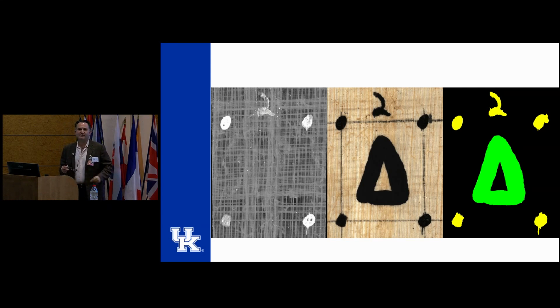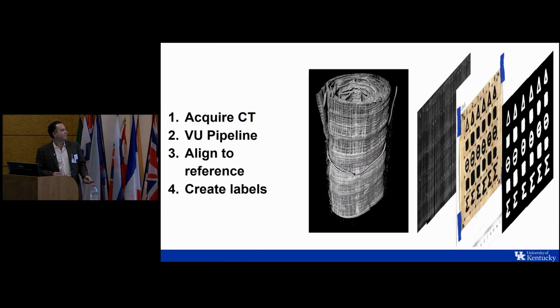And it's an iterative process over and over again, with the critical fact being that, at the end of the day, to really assess your deep learning algorithm, your AI approach, is how good it is at predicting across something it does not know or has not seen. So it's essential to have that leave-one-out. The overall process that we're looking to insert this method into is basically this: we have our volume, we acquire the CT, we apply the virtual unwrapping pipeline, we align to reference, we create these labels.